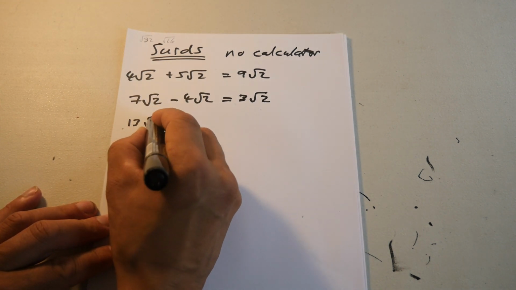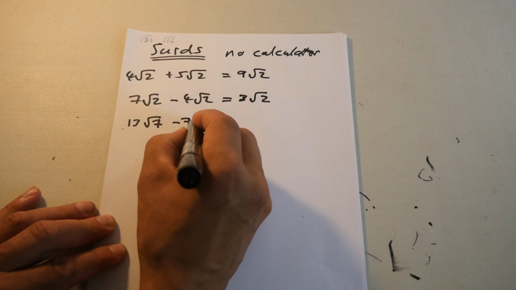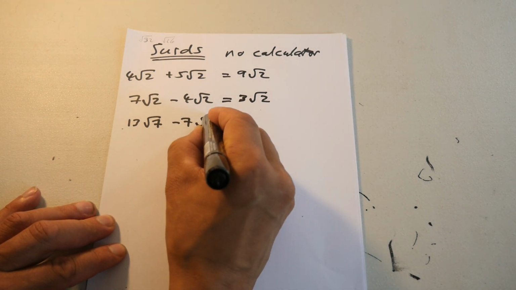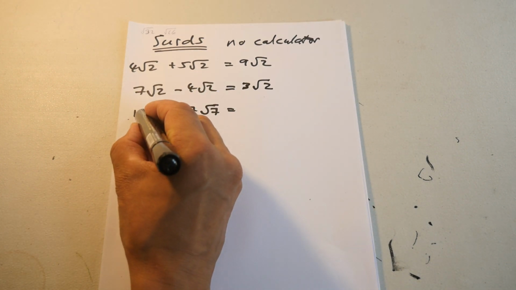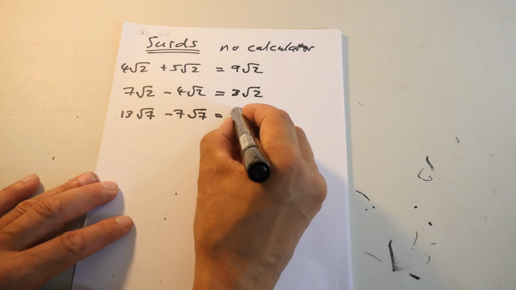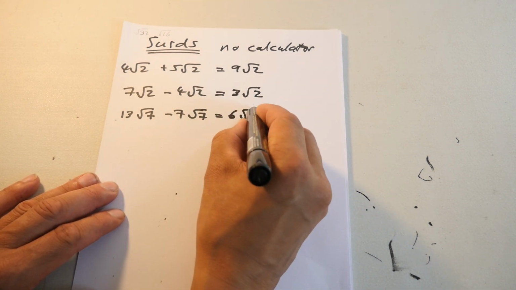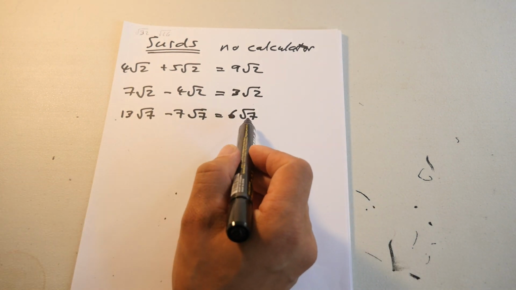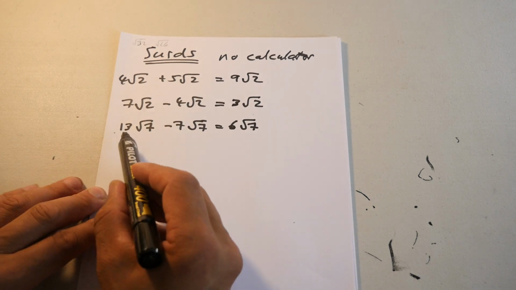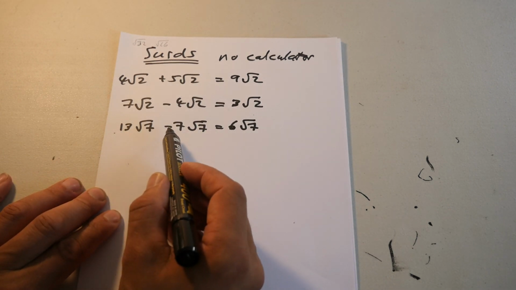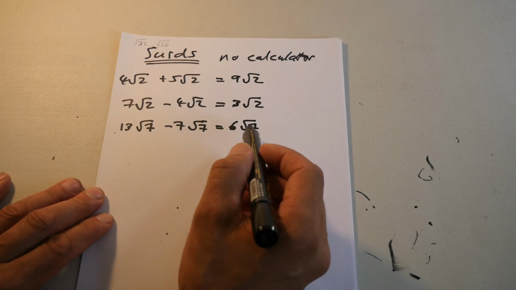13 root 7 minus 7 root 7 equals 6 root 7. Okay, you can't take the square root of 7, but there's 13 of them minus 7 of them. 13, 12, 11, 10, 9, 8, 7, 6 equals 6 of them. Okay.